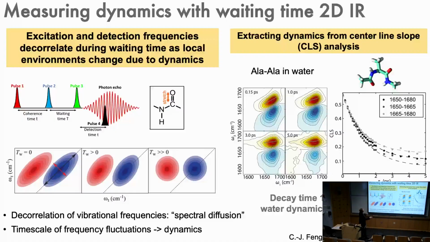And if you plot a function that shows how fast, basically the slope of this, it looks like this. The slope of this is the line that you see here. It's changing, and if you plot the slope of it, it's called the central line slope. It decays like this, and then you can fit it with a mono-exponential function to extract the time, and in this experiment, the time is 1.2 picoseconds, which is exactly the water dynamics near those carbonyls. So this is how you measure local solvent dynamics using 2D IR spectroscopy.